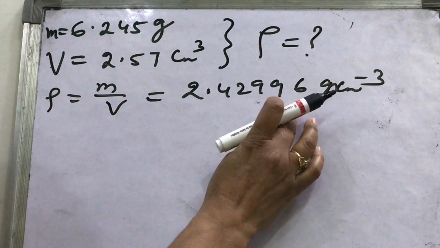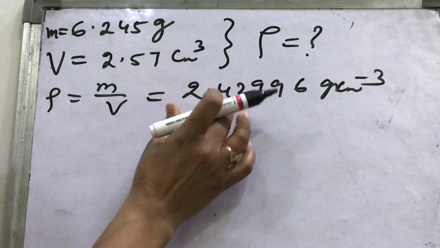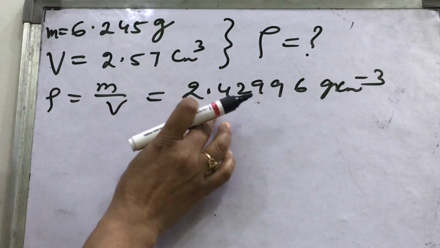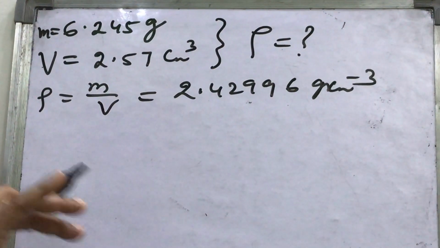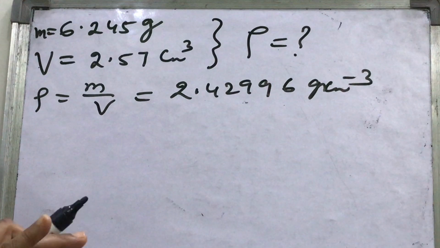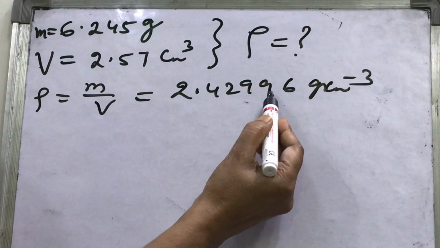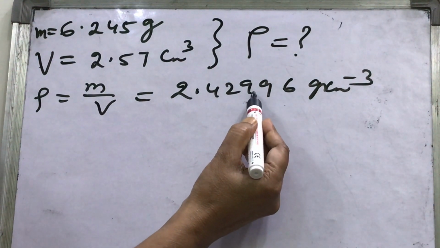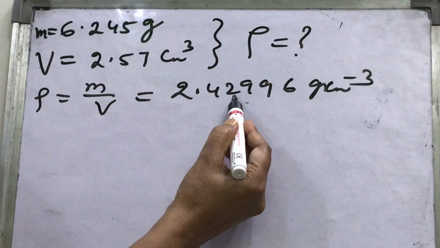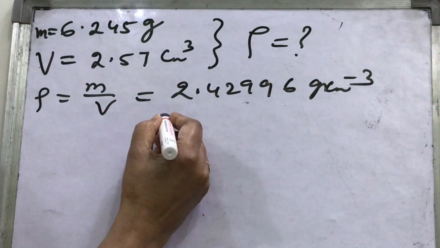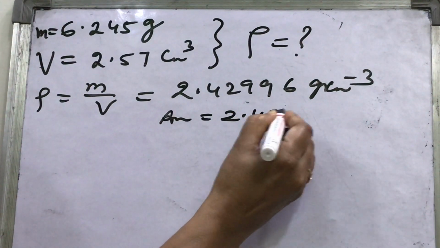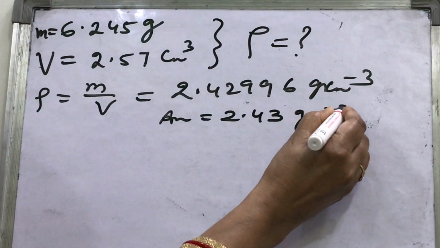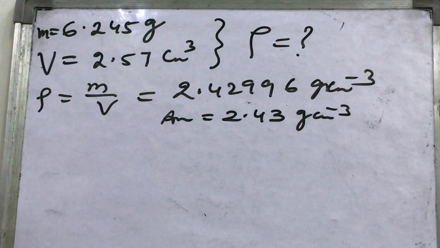So what should the answer have here? 3 significant figures. Then round off. Again, how to round off? The rounding off procedure I have told in the previous video. So this 6 is more than 5, 9, these all are more than 5. So what will it become? 2 will become 3. So the answer will be 2.43 gram per centimeter cube. So you learn the rule.